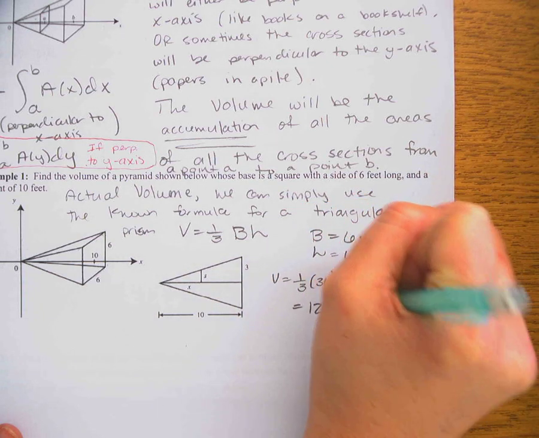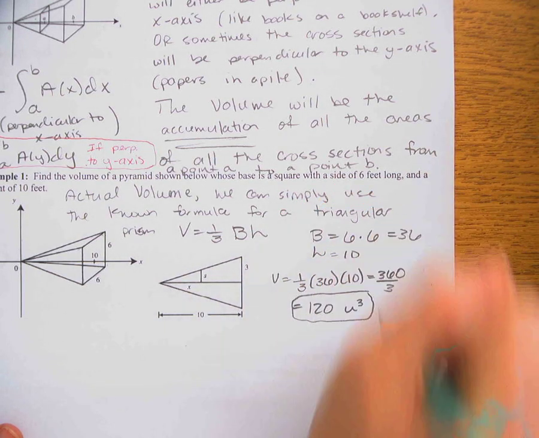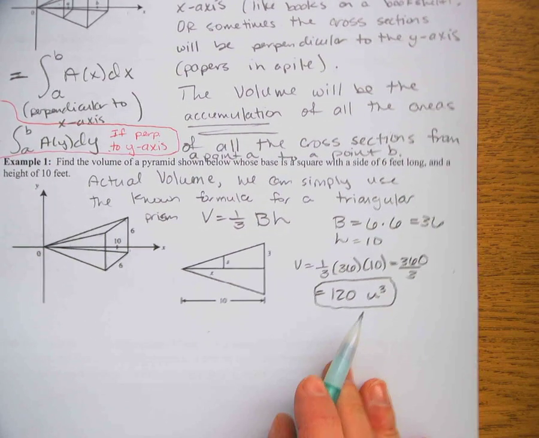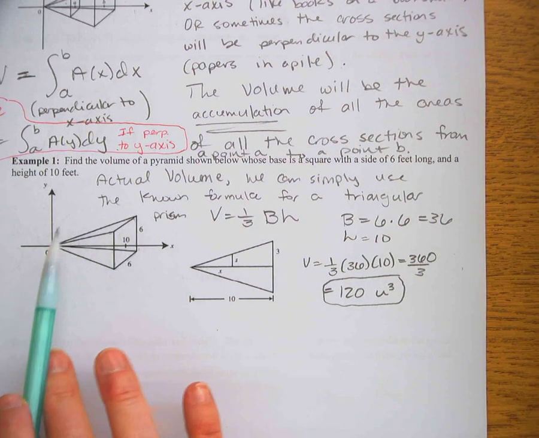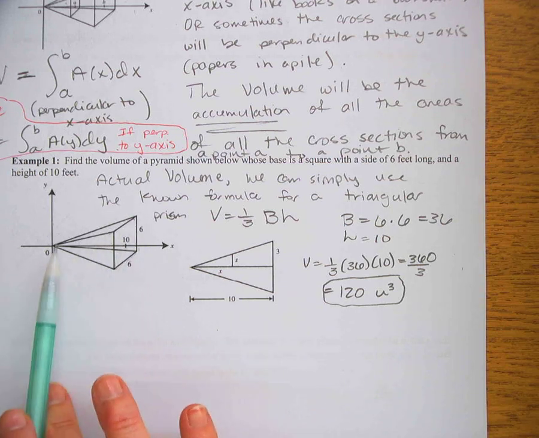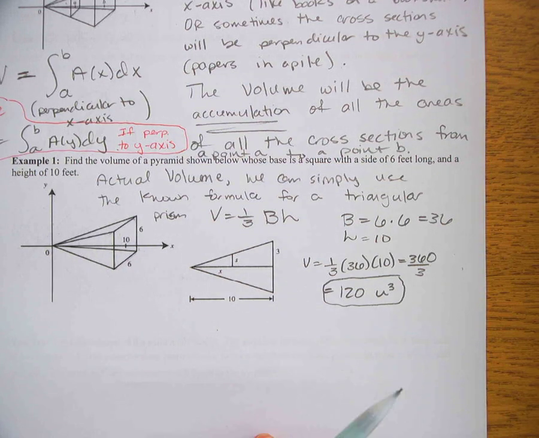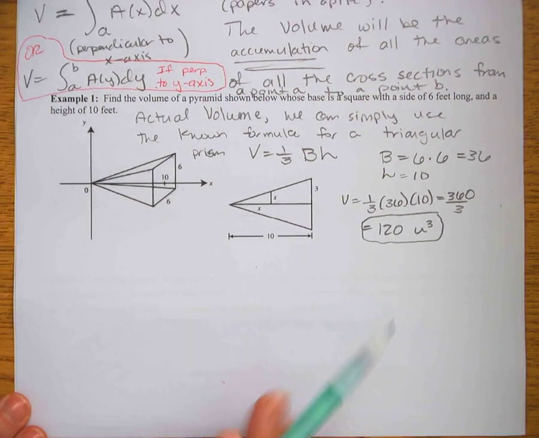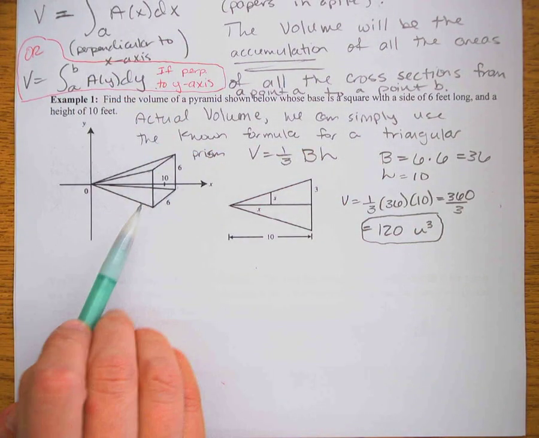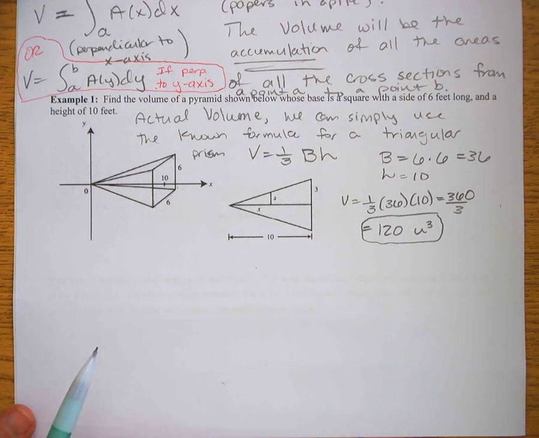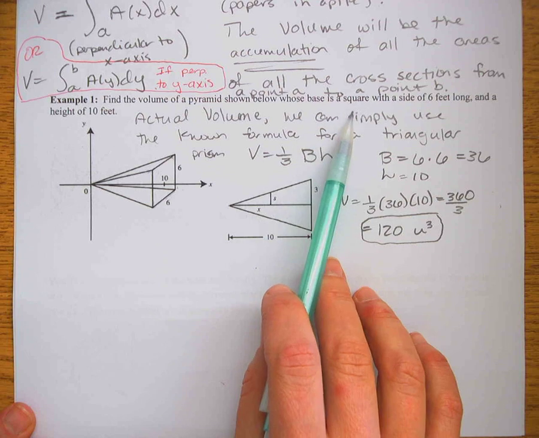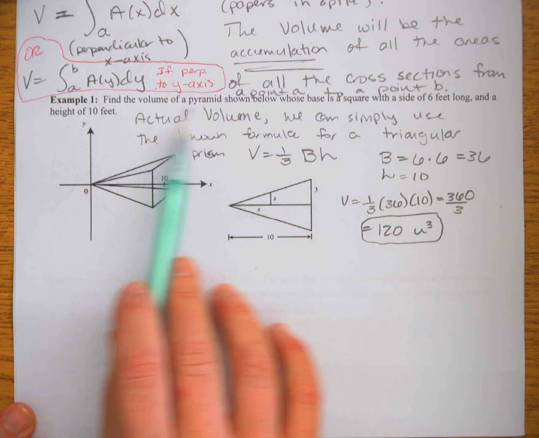cubic units. Okay, so in practice, this is how you'd find the volume. Very, very simple process. But to teach you how to do this volume by cross sections, we're going to use this simple shape to show you how it works. So the first thing we would do is find what the cross sections are. It says find the volume of the pyramid shown below whose base is a square with a side of 6 feet and a height of 10 feet.